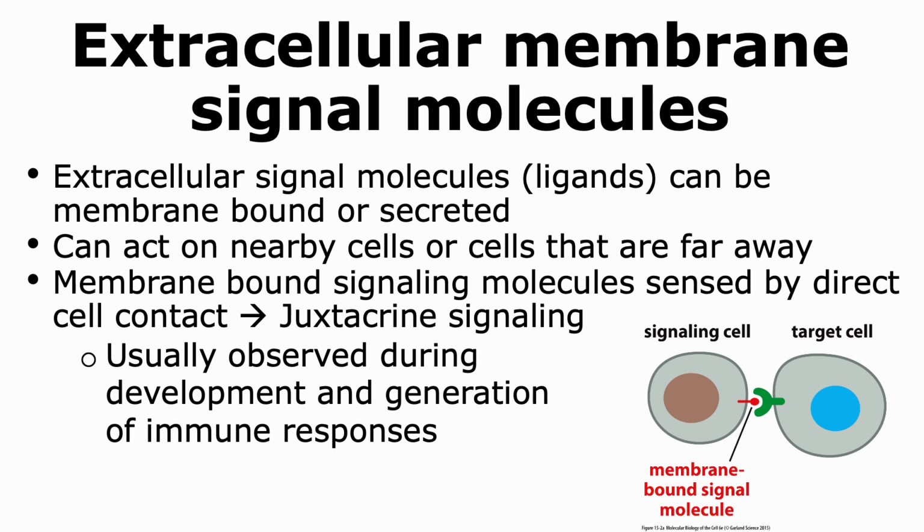Juxtacrine signaling is normally observed during the development of the animal, which is when the animal zygote is formed and then undergoes changes to form the multicellular animal. Juxtacrine signaling is also observed in the generation of immune responses, which is used to protect the animal from different types of pathogens.